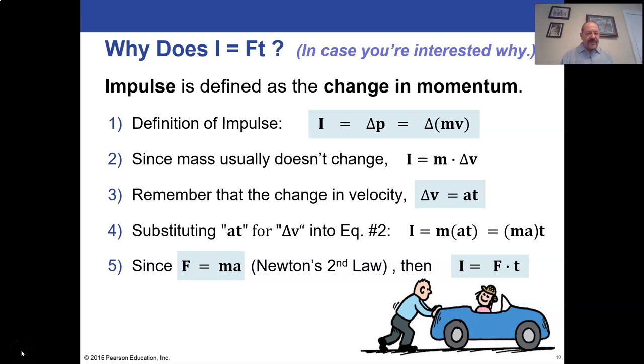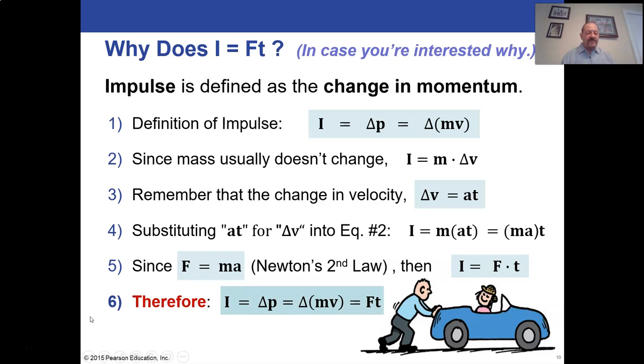So what I want you to realize here is that impulse can actually take multiple forms. It's the change in momentum, the delta p. It's the final p minus the initial p, the final momentum minus the initial momentum. It is also the final m times v values minus the initial m times v values. And finally, it is equal to the force that it took to make that change in momentum times the time it took to make the change.